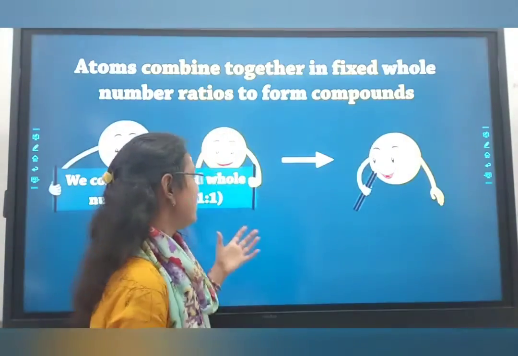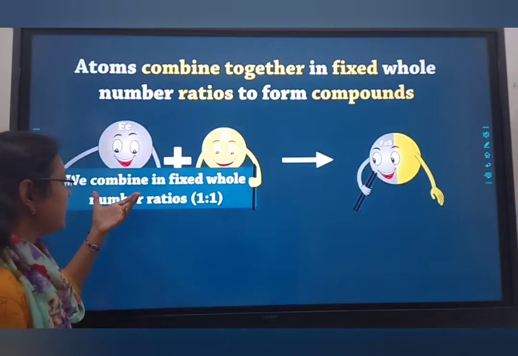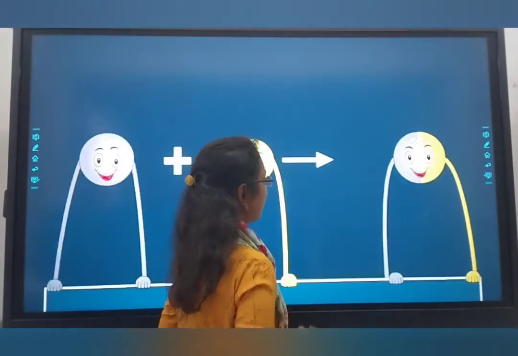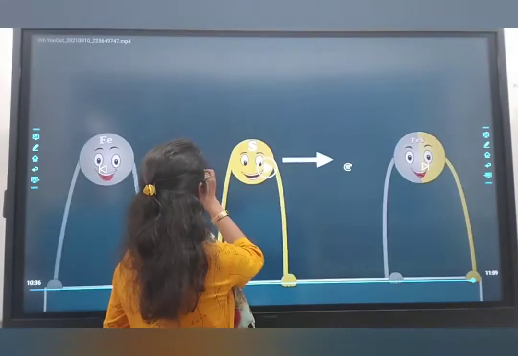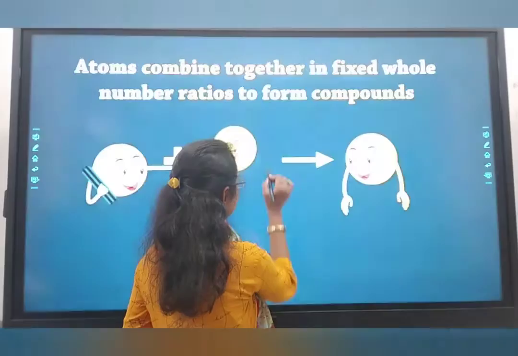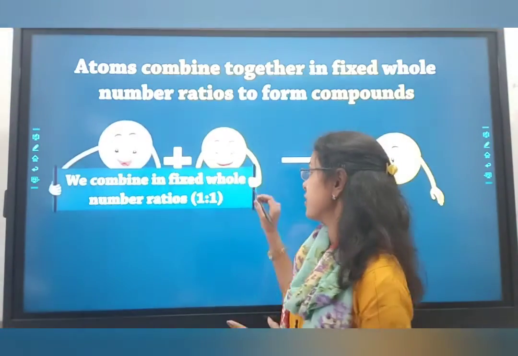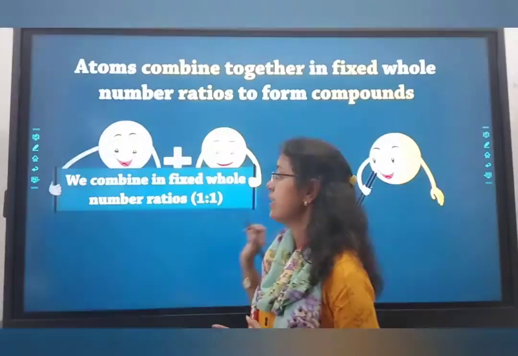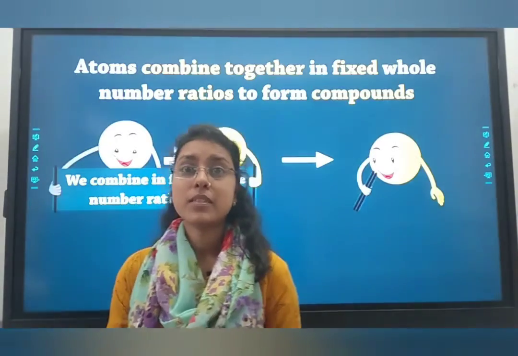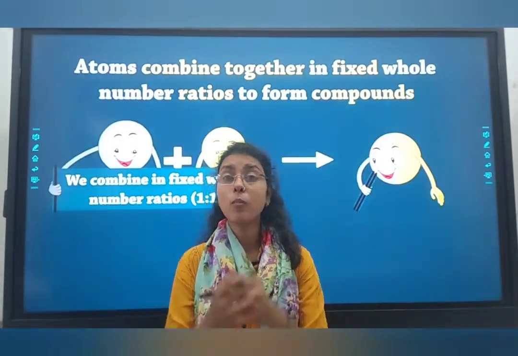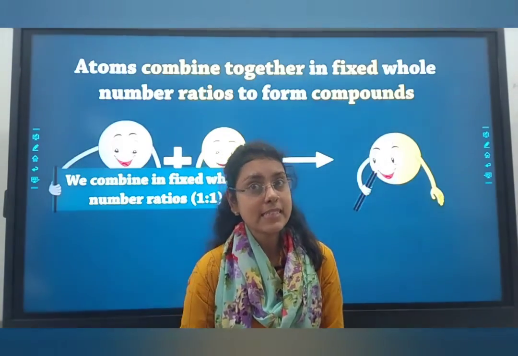So here we observe that the combination is fixed for a particular molecule. This is our third point: the combination of the atoms in a molecule is similar. The ratio between the atoms which combine to form a molecule is fixed.